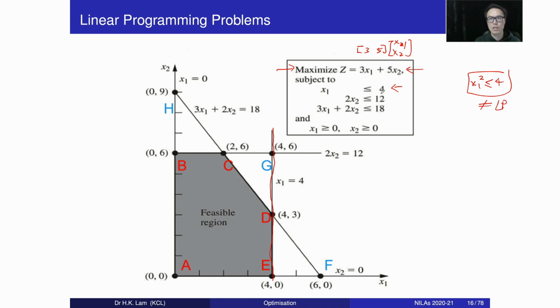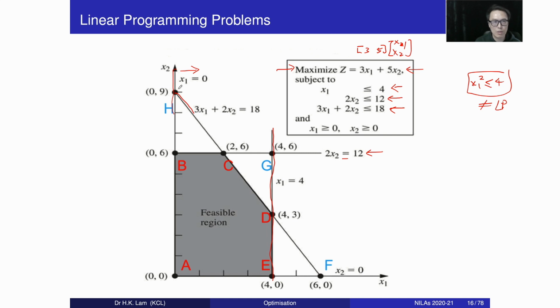And then we are going to look at another one, 2x2 less than 12. When we use the equal sign, we can draw this line, and anything less than 12 means anything below this line, including the negative region right here. The same goes for this one, we are talking about this line. And x1 greater than 0 means we are talking about this line on the right hand side.